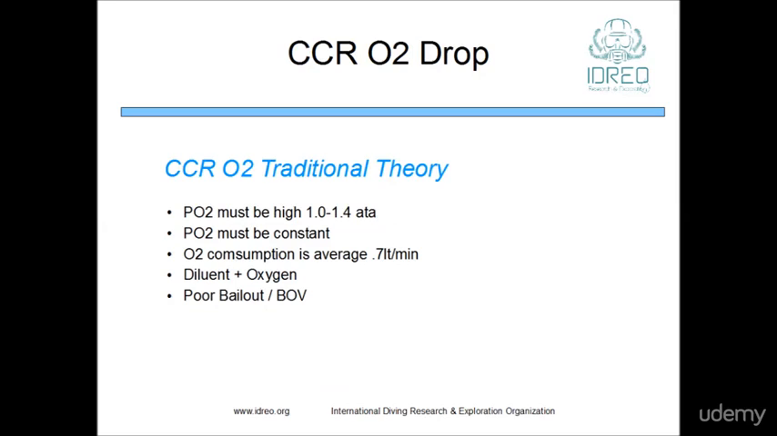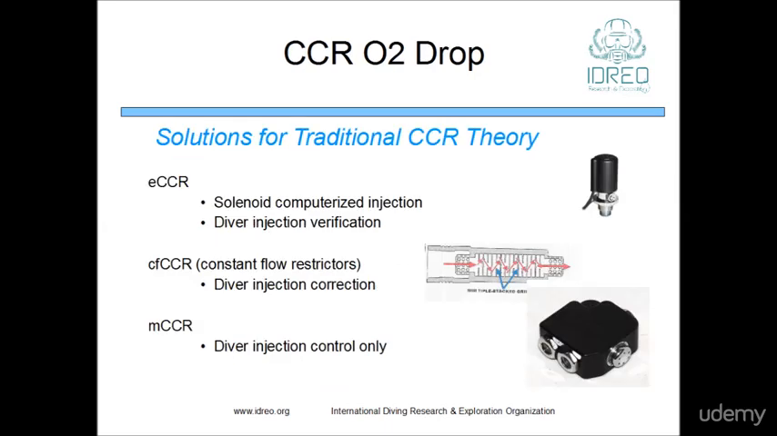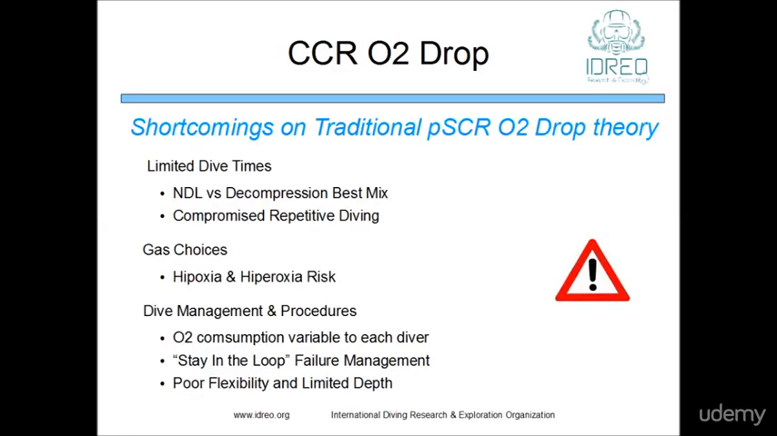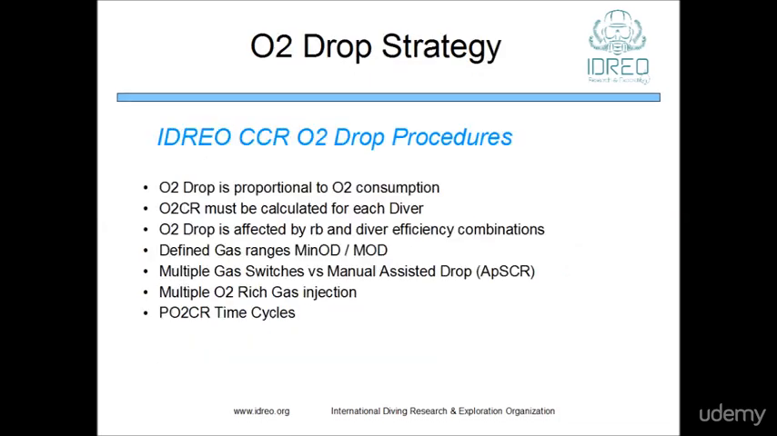When getting a bit closer look at traditional CCR oxygen drop management and the solutions offered, we can find a lot of misconceptions and as well a lot of shortcomings, especially because the initial unit foundation and design is based on mimicking nitrox diving versus air diving in no decompression limits. On the other hand, high and constant PO2s are totally against long-range exploration diving.